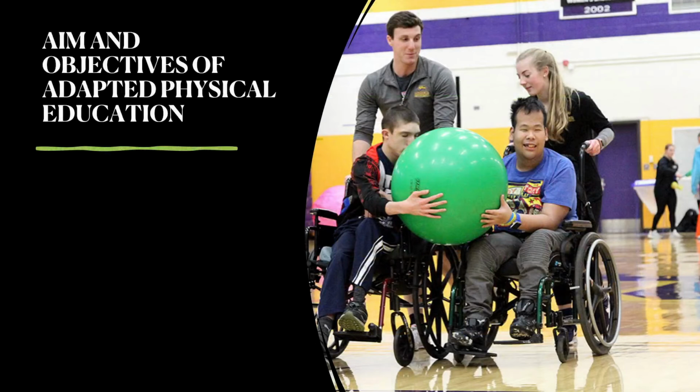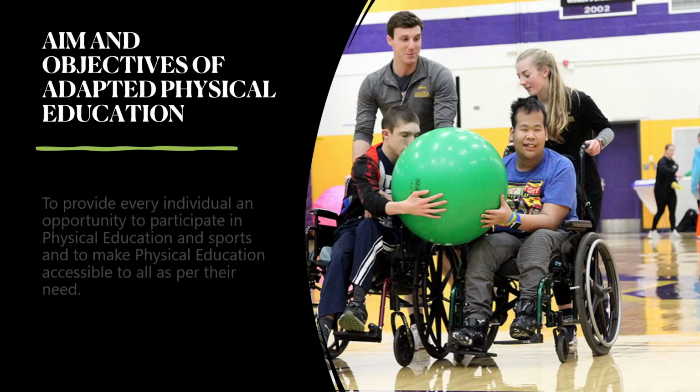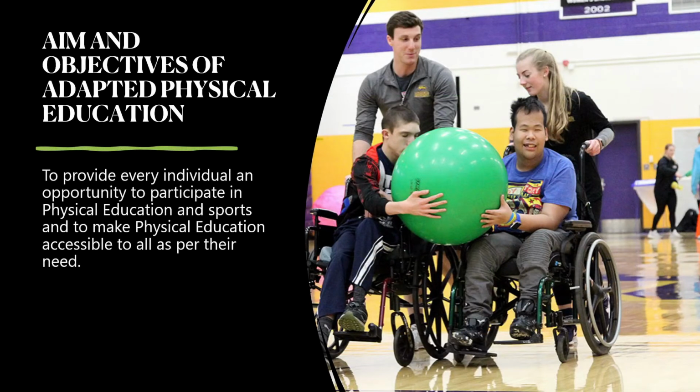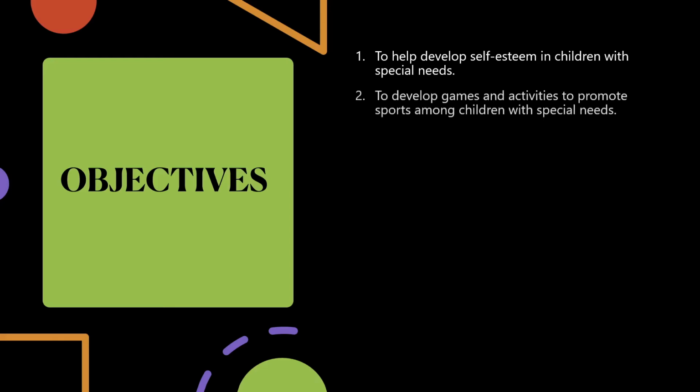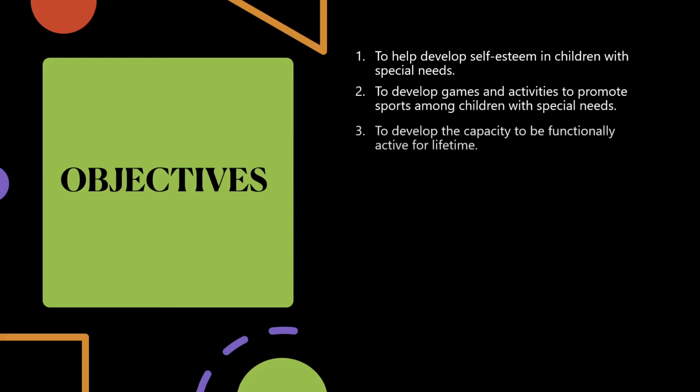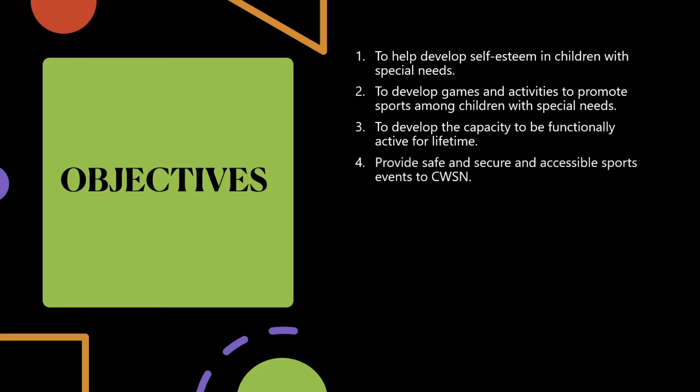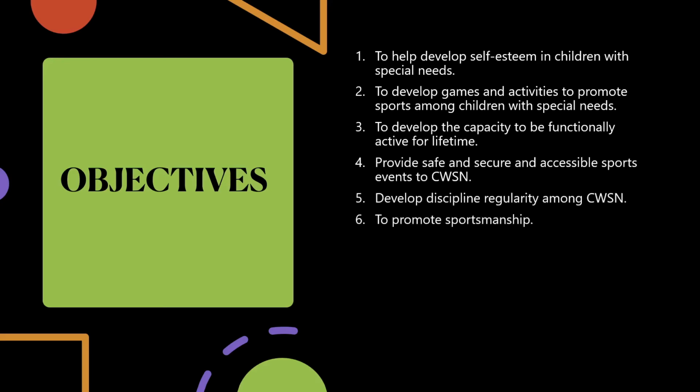Aim and objectives of adapted physical education. To provide every individual an opportunity to participate in physical education and sports and to make physical education accessible to all as per their need. Objectives. 1. To help develop self-esteem in children with special needs. 2. To develop games and activities to promote sports among children with special needs. 3. To develop the capacity to be functionally active for lifetime.